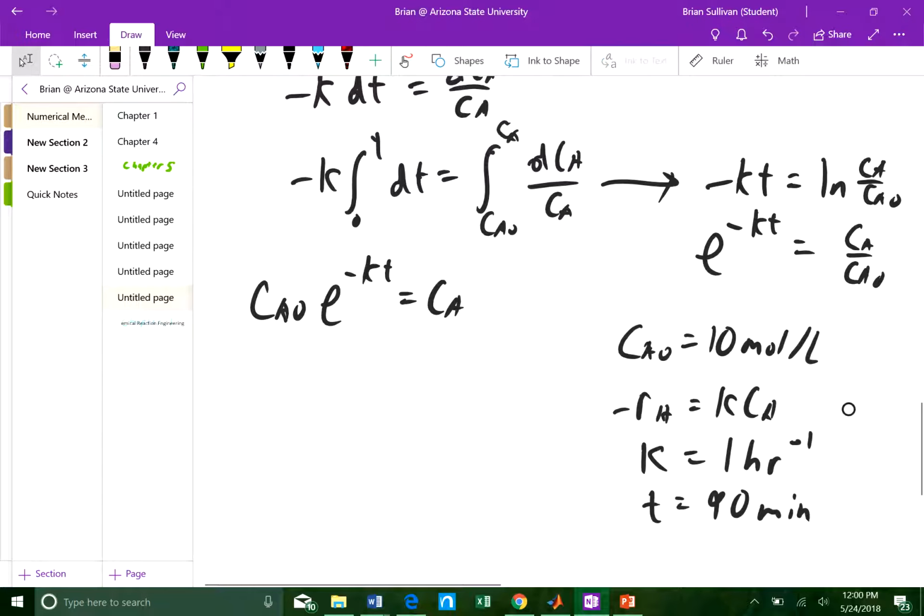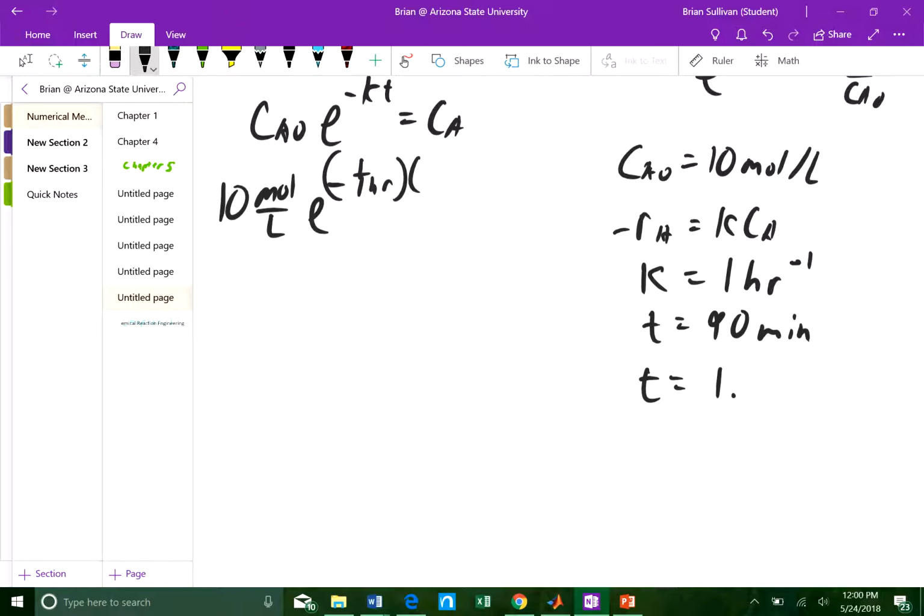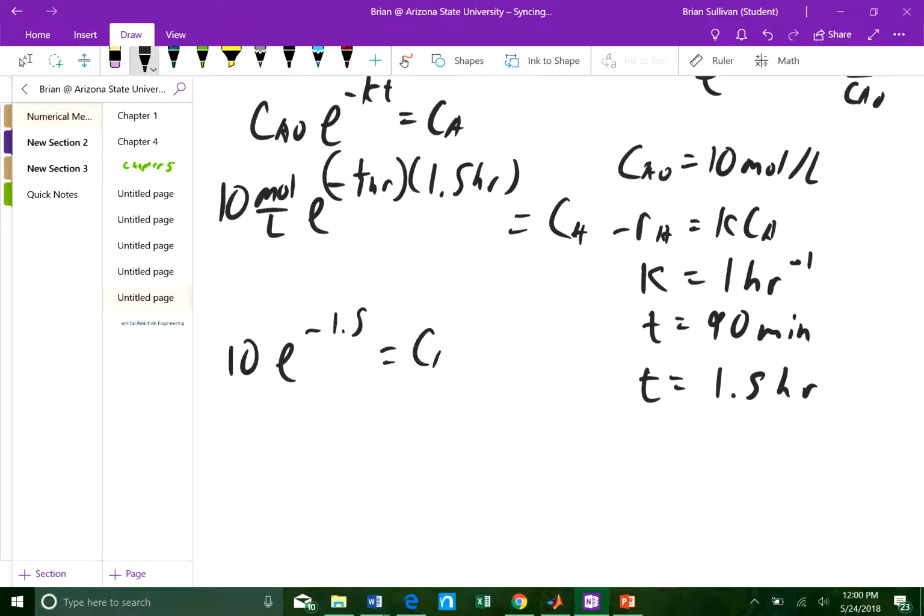These are our variables. So let's do 10 moles per liter. And remember, keep the units alive because it might make a big difference, and it does in this case. Negative 1 over hour right here, and this is going to be 90 minutes. Let's convert minutes to hours, so that's 1.5 hours. Now the units make sense, and it'll actually give us a concentration in terms of moles per liter. So negative 1.5 here, and you get CA.